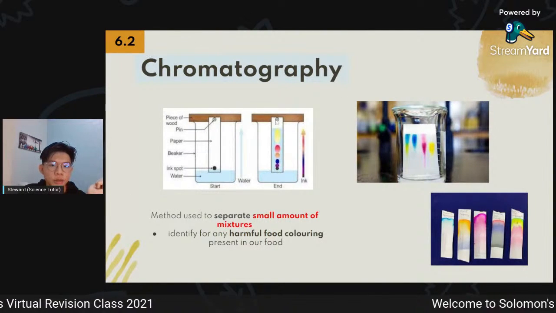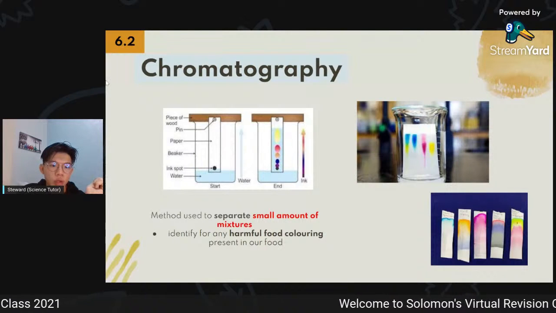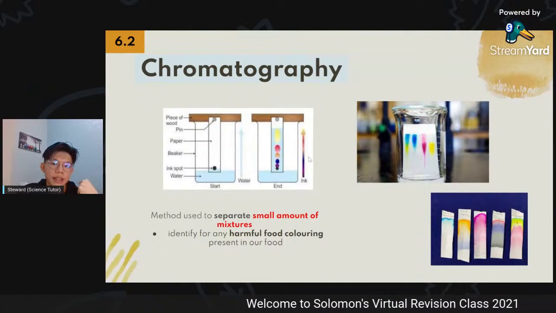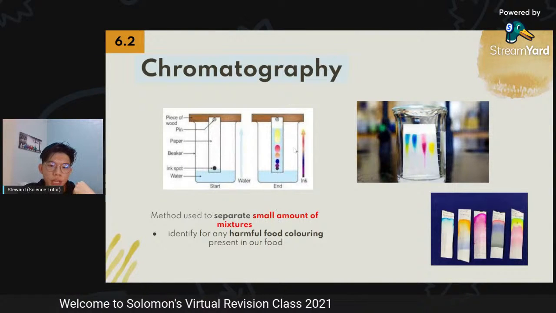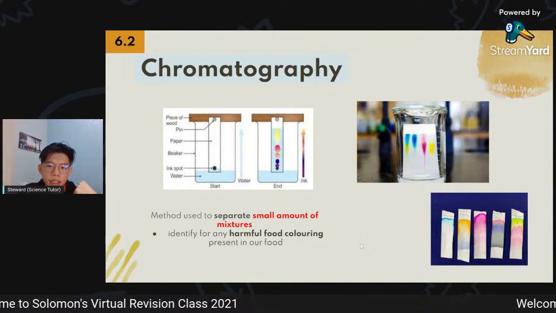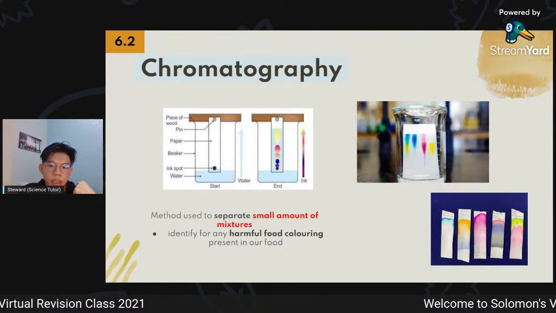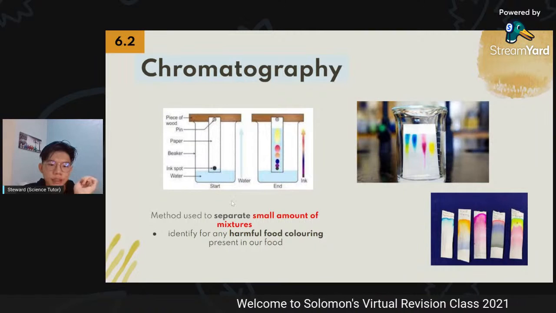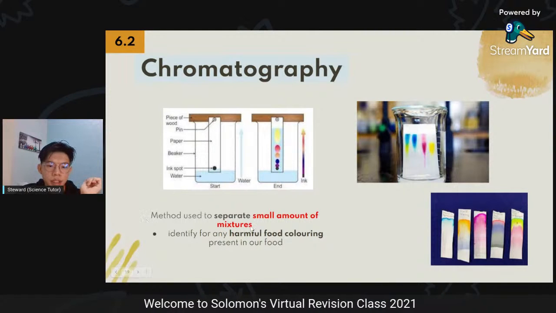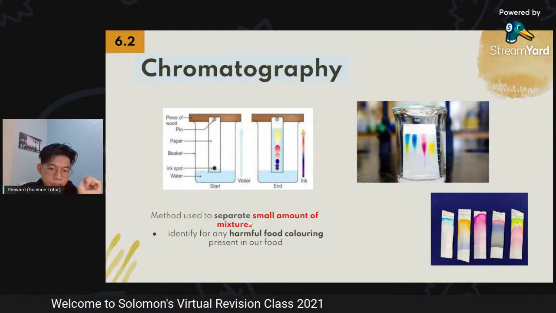Okay, so moving on, we got this chromatography. Chromatography is a bit complicated for you guys as a Form 1 student, because I actually learned this during my college life. Okay, but never mind, I will just give you guys a brief idea. Okay, so this is actually a method used to separate small amount of mixture.